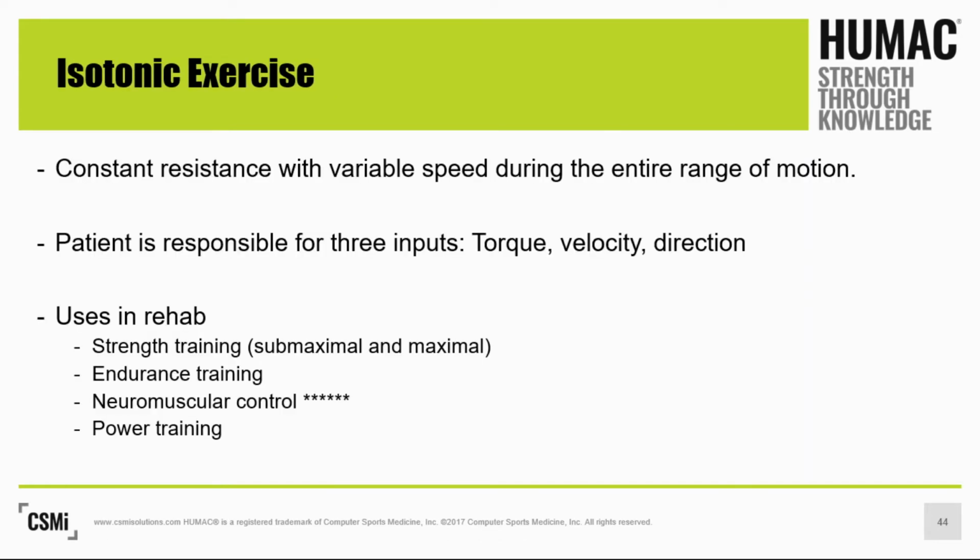In isotonic exercise, the resistance is constant with variable speed throughout the range of motion. The patient now has to control the torque or force output, the velocity, and direction. In rehab, this is used for strength training, submaximally in the early phases and then maximally in the later phases. It's also used for endurance training, as you can lower the resistance and increase the repetitions.